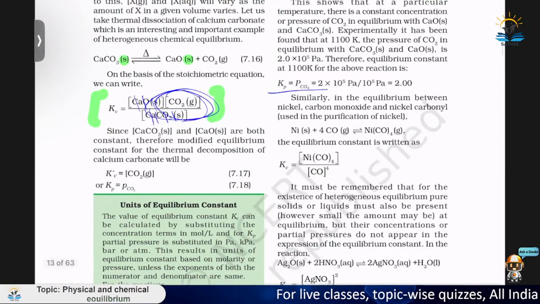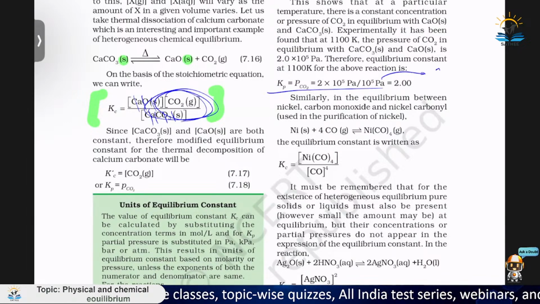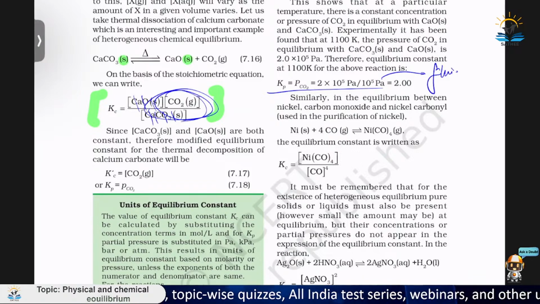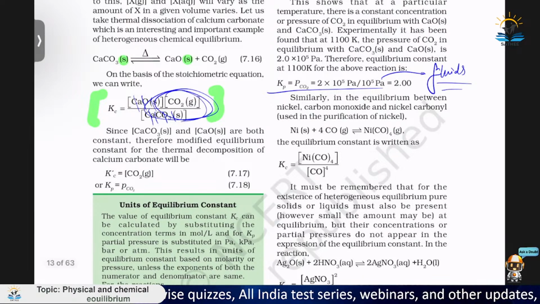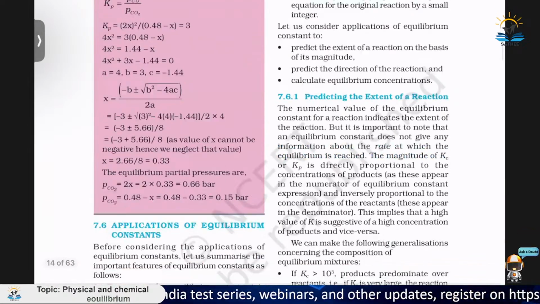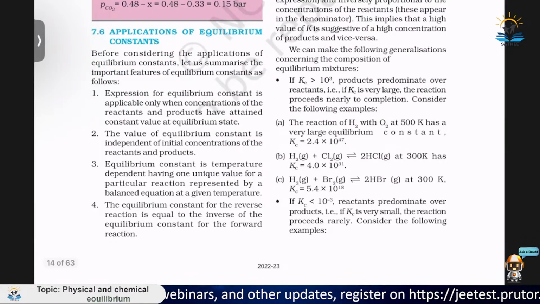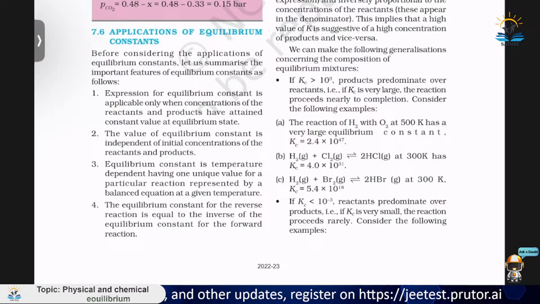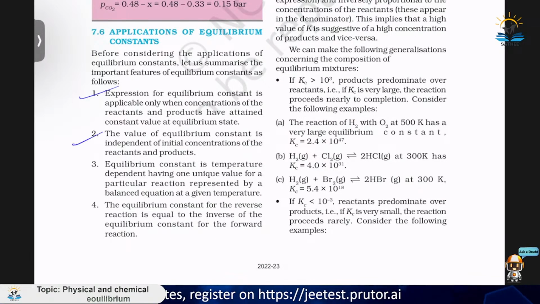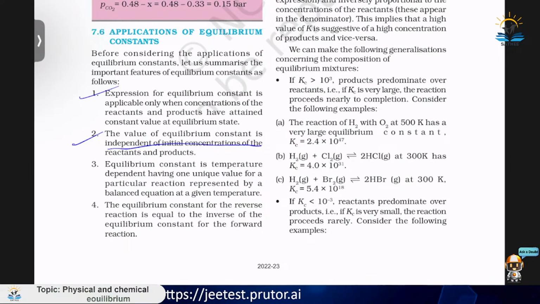Similarly, if you need to define a Kp, just use the pressure which is only going to be exerted by fluids. Now, moving on, they've given a lot of examples. Applications of equilibrium constant. We'll just give it a read. The expression of equilibrium constant is applicable only when the concentrations of reactants and products have attained a constant value. Then the value of the equilibrium constant is independent of initial concentration.